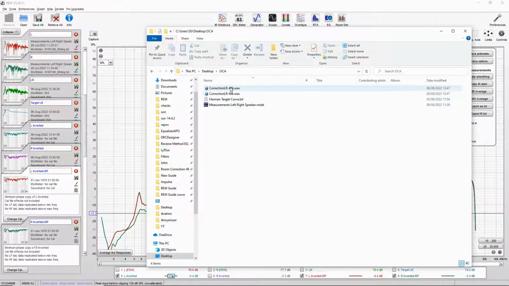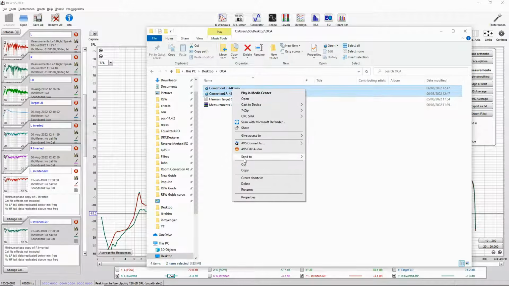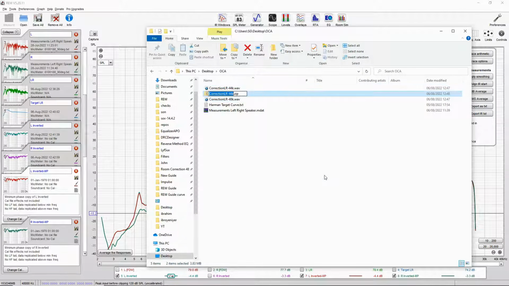Now these can be used in any DSP engine. JRiver requires a config text file, for example. EQ APO, you can directly just load them in. And for Rune, you have to zip them together and then direct the Rune convolver into the zip file, like this, and that's all.